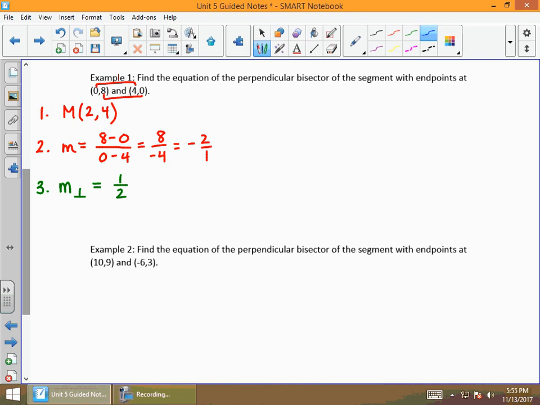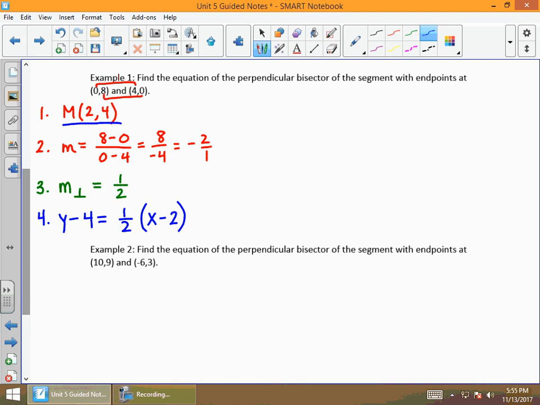Step 4 is I write the equation y minus y1. Now the y1 comes out of my midpoint. My y value of my midpoint is 4. Equals the slope, which is 1/2. We found that in step 3. Times x minus the x1, which comes from the midpoint as well. That is 2.